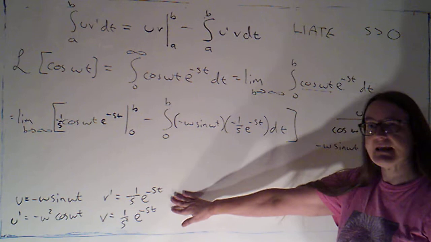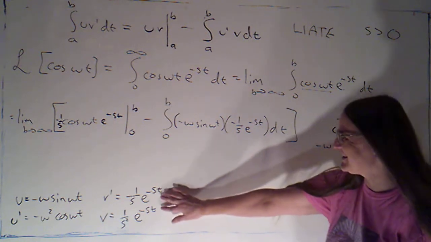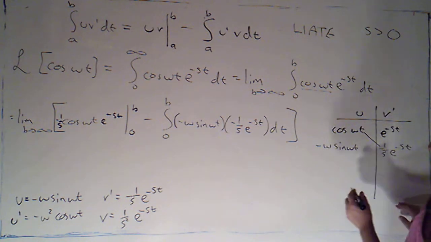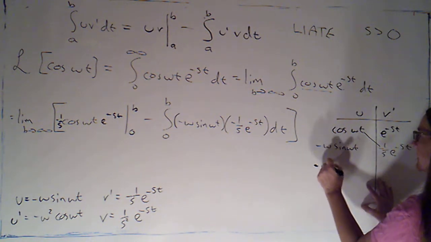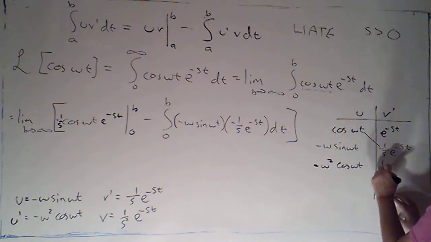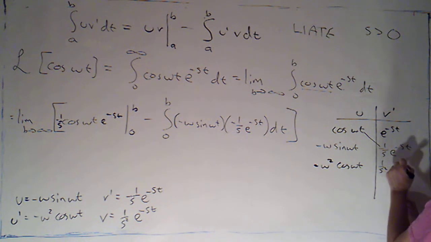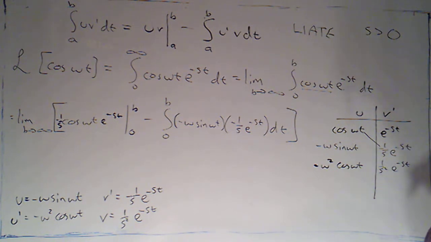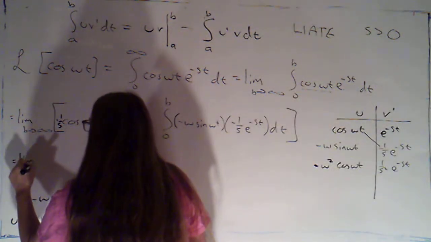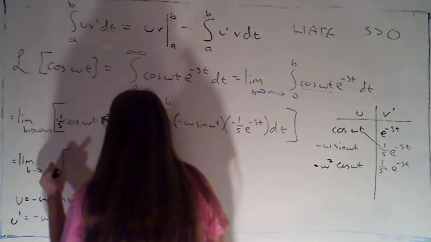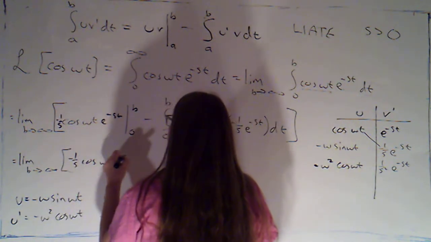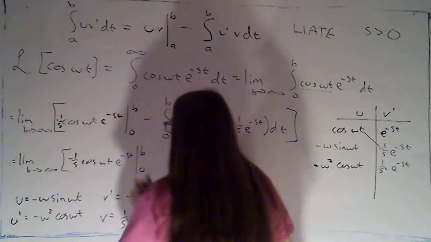Okay. Again, it's the same basic substitution that I'm doing to integrate and find an antiderivative of this. So I'll go ahead and write those down. So I'm going to have negative omega squared cosine of omega t, and then 1 over s squared e to the negative st. Okay, so let's write this out. I've got the limit as b goes to infinity of negative 1 over s cosine omega t e to the negative st evaluated between b and 0.